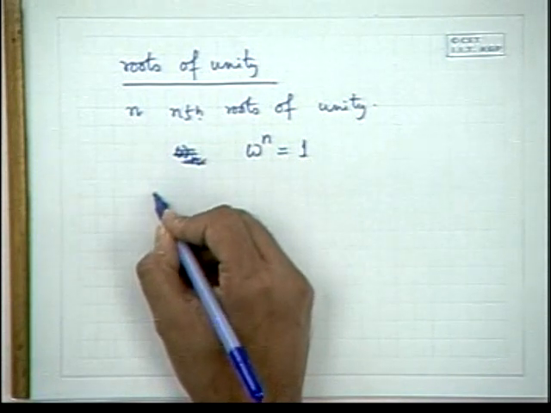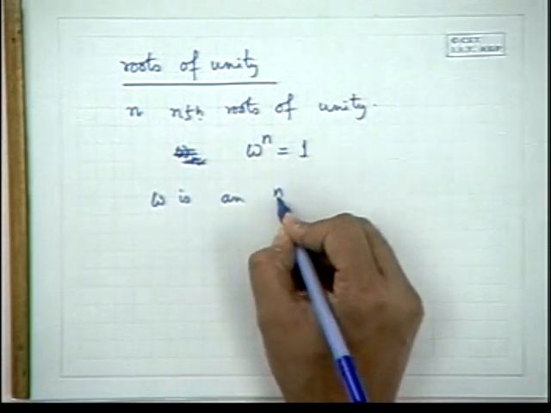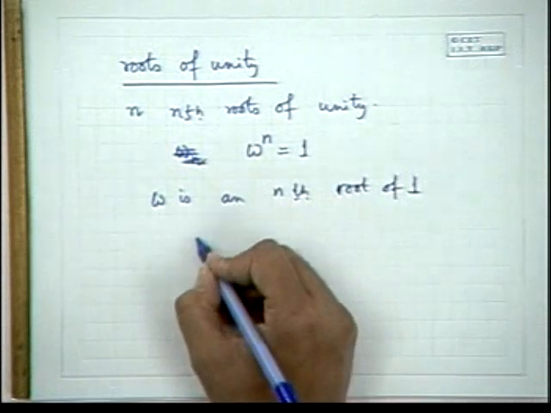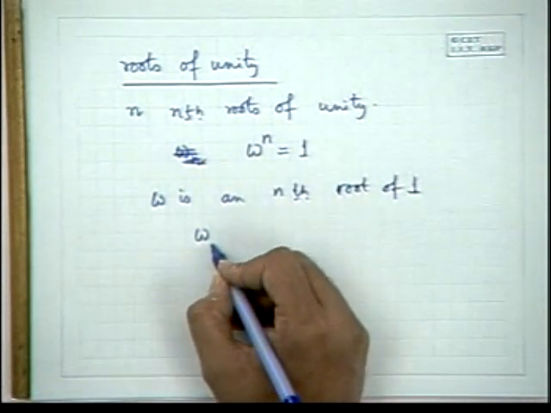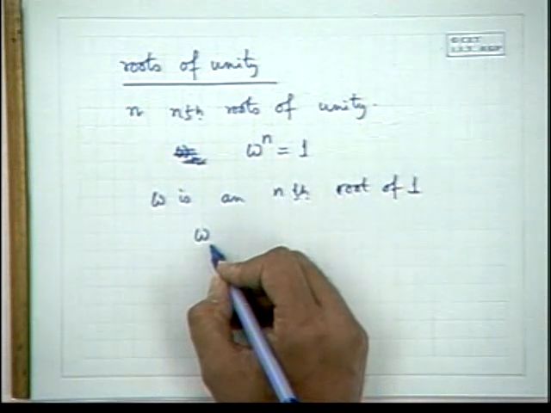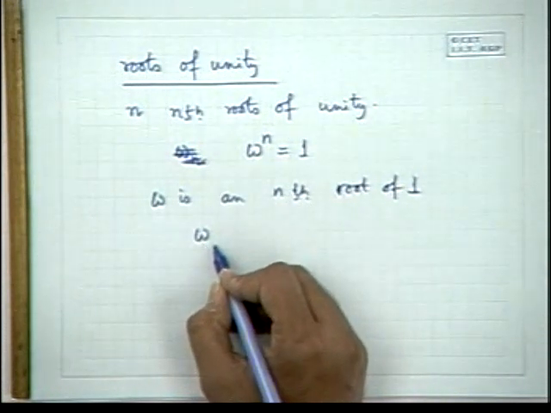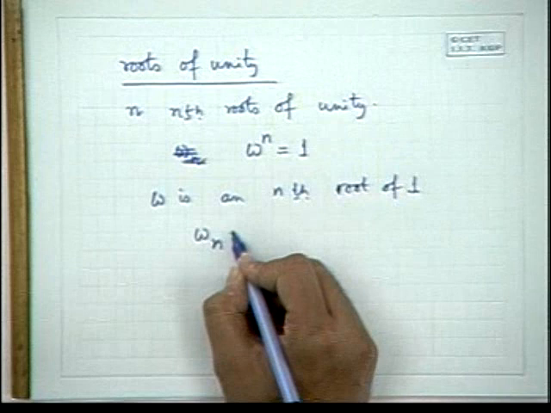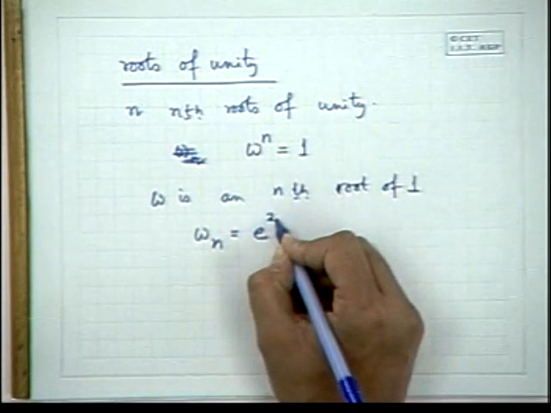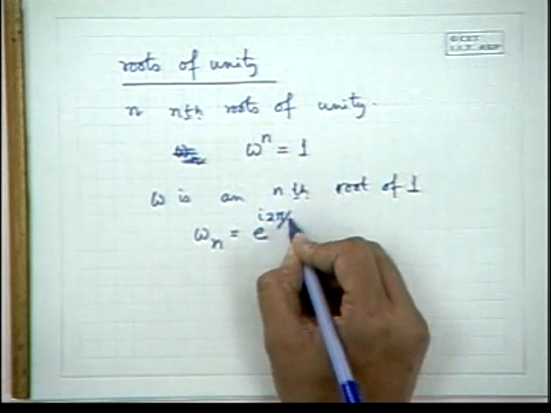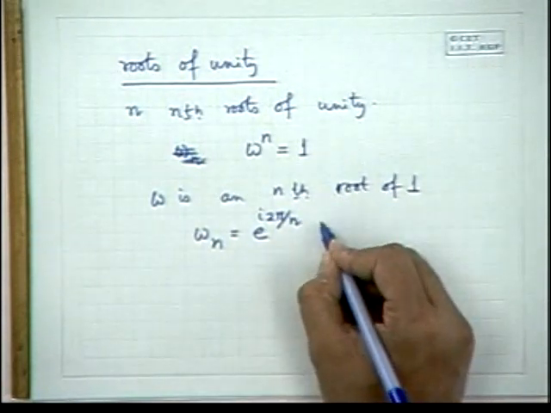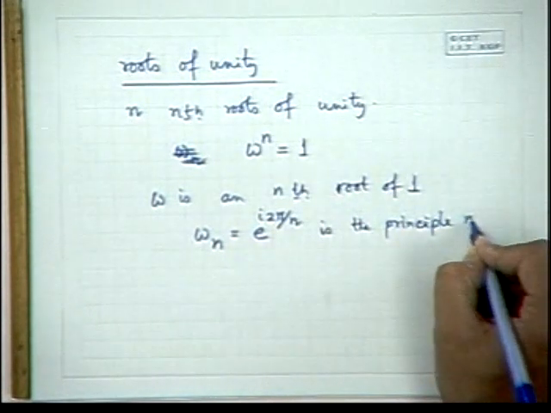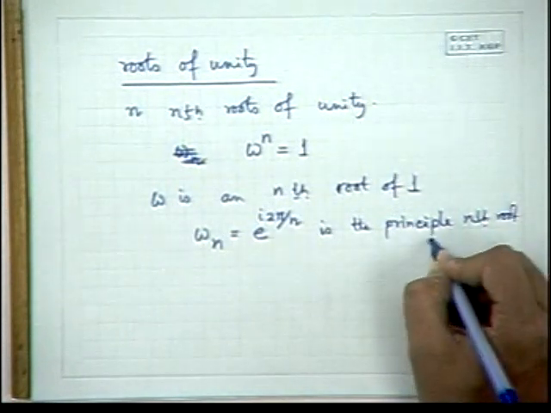Now, W is an nth root of 1, then there are n such W's. I am denoting each one as subscript W0, W1 up to Wn minus 1. So Wn, I am denoting it as e to the power 2 pi i over n. This, if you remember, is called the principal nth root of 1.